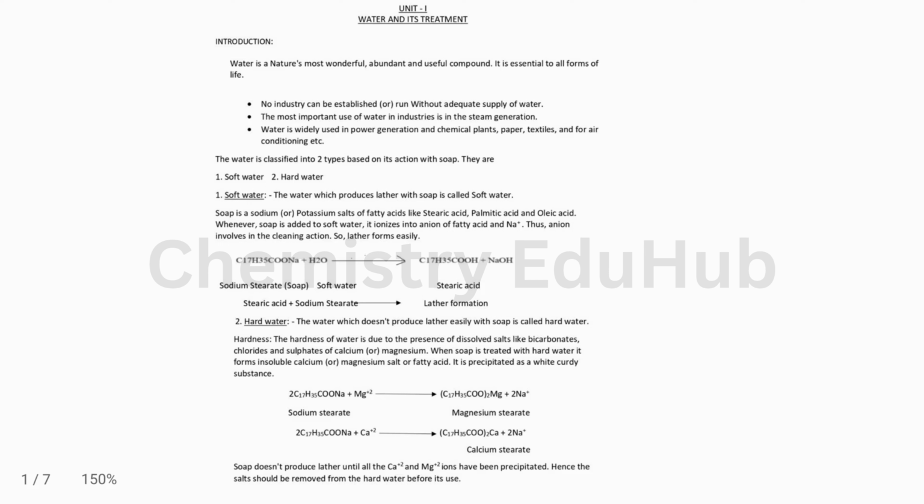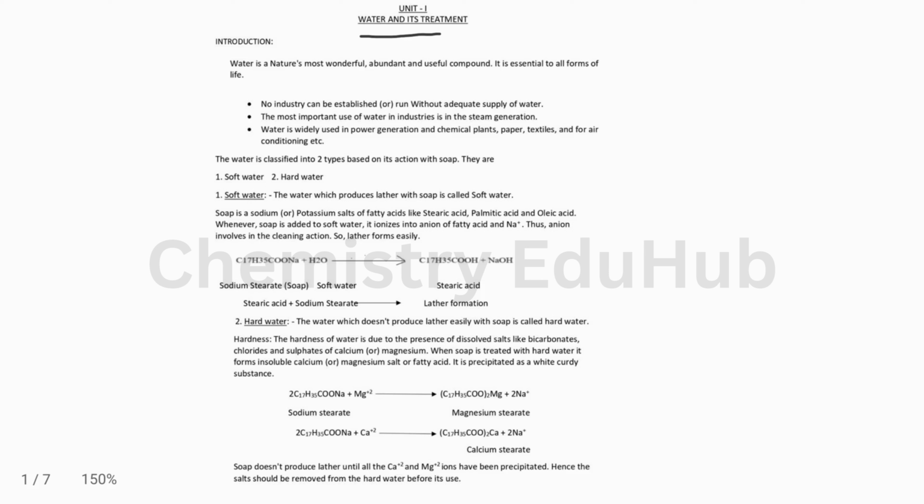I'm starting a new series for B.Tech first year students who have chemistry as one of their subjects in the first year. And the very first chapter is water and its treatment. Okay, so water is the basic concept that we are studying from grade 6th onwards, and the range of the concepts that we study are differing. So in this chapter we're going to learn about the water and its treatment.